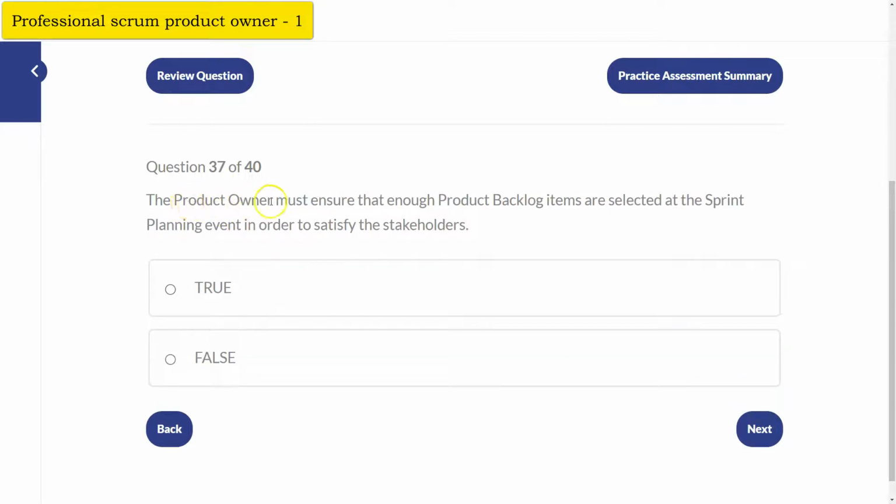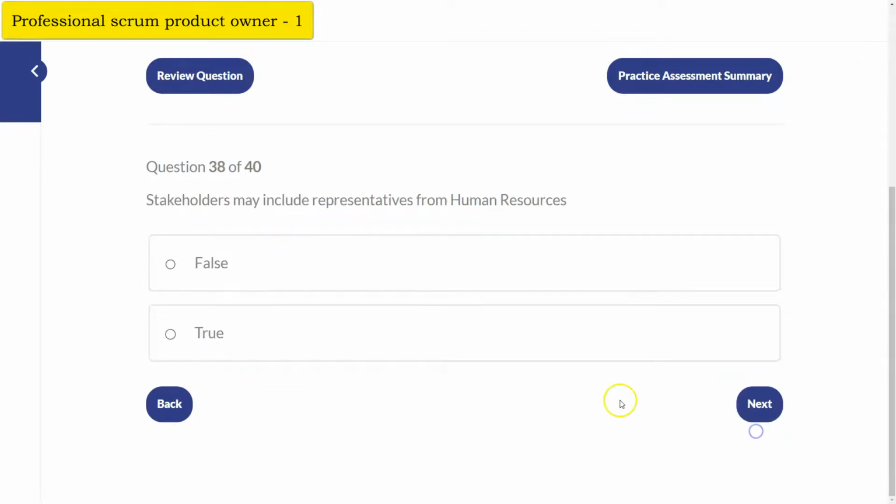The product owner must ensure that enough product backlog items are selected at the sprint planning event in order to satisfy the stakeholders, right? So guys, pay attention to the words, in order to satisfy the stakeholders. So the answer is false.